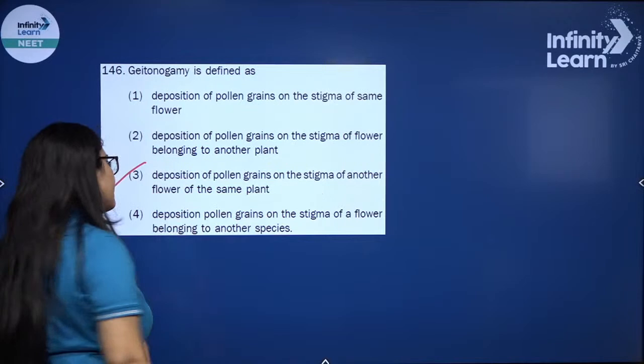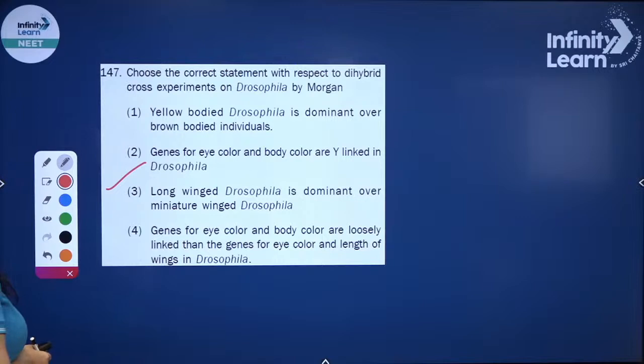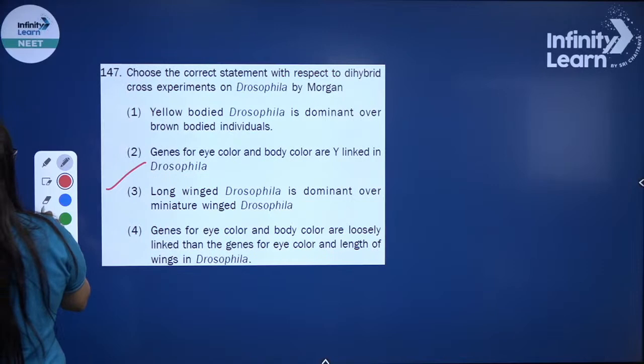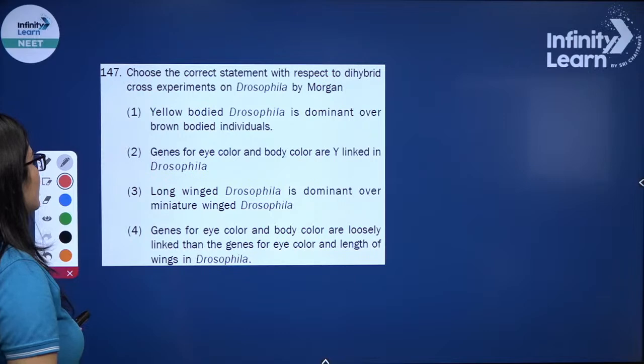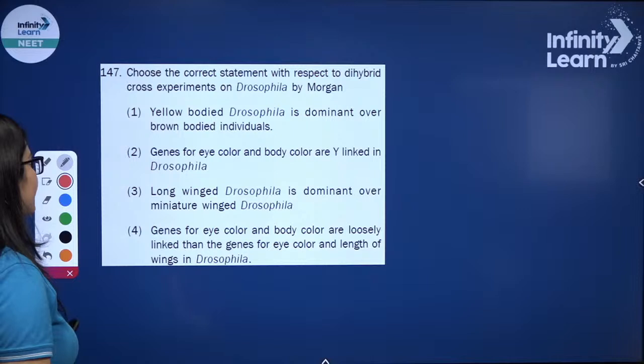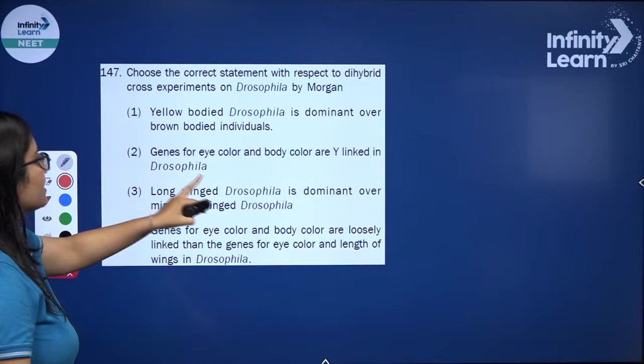Next question: choose the correct statement with respect to the dihybrid cross on Drosophila by Morgan. My dear students, is the yellow body Drosophila dominant? No. Brown body is dominant. Genes for eye color and body color on Y link? No, they are X link. Long winged Drosophila is dominant? Yes, long winged is dominant and miniature is recessive.